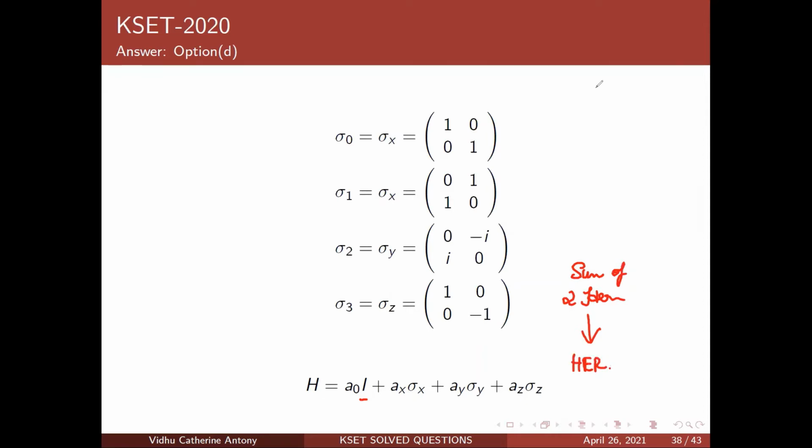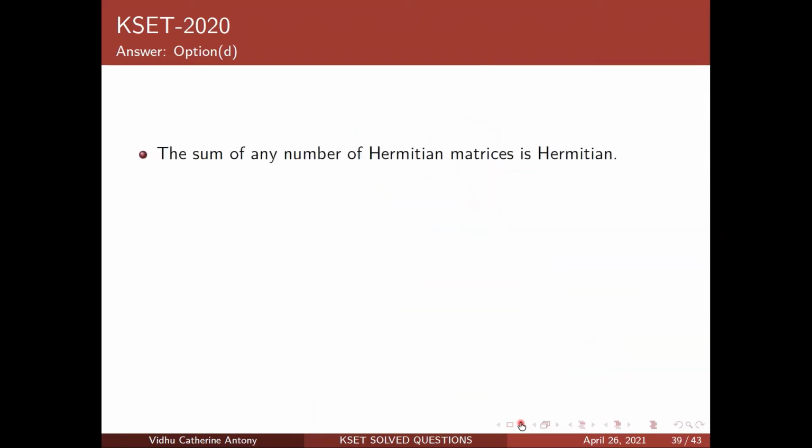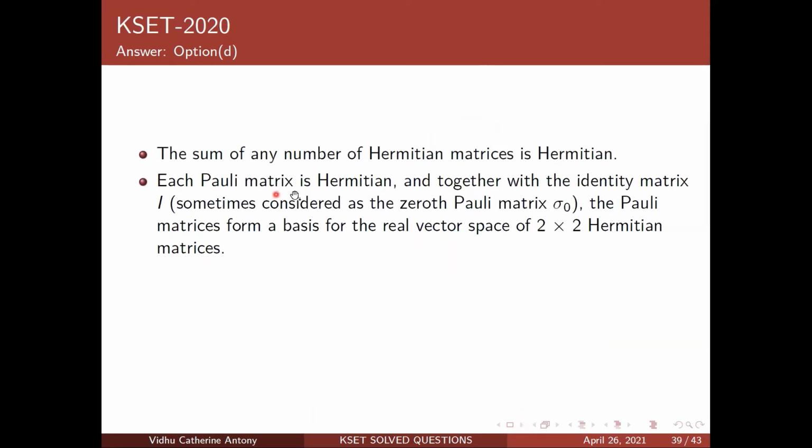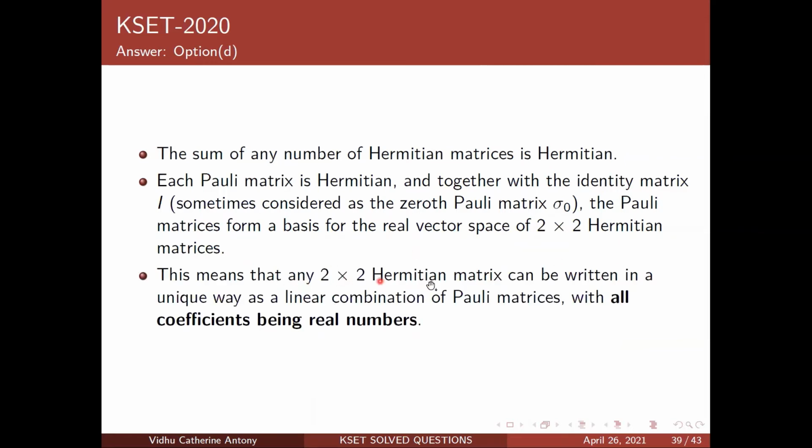Okay. So now let's look at the properties that are there here. The sum of any number of Hermitian matrices is Hermitian. Each Pauli matrix is Hermitian. And together with the identity matrix, sometimes considered as a zeroth Pauli matrix, which we just discussed, the Pauli matrices form a basis for the real vector space of 2 cross 2 Hermitian matrices. This means that any 2 cross 2 Hermitian matrix can be written in a unique way as a linear combination of the Pauli matrices with all coefficients being real numbers.